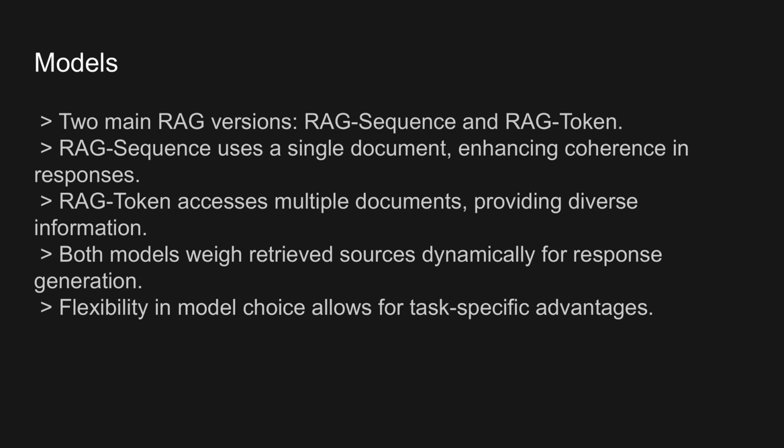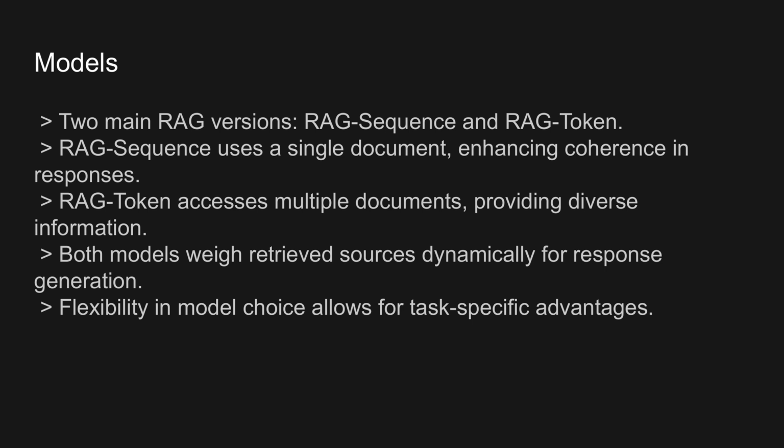The first is RAG sequence. This version uses a single retrieved document to guide the generation of an entire sequence. The idea is to marginalize over this document as a latent variable, so the model retrieves the top K documents, but uses just one of them consistently throughout generation. So with RAG sequence, the model sticks to one document for the full answer.